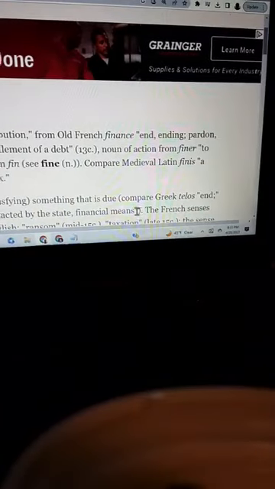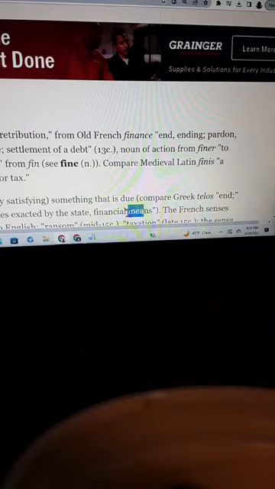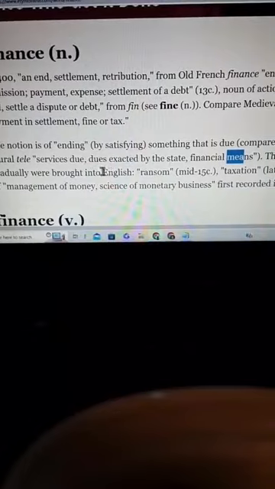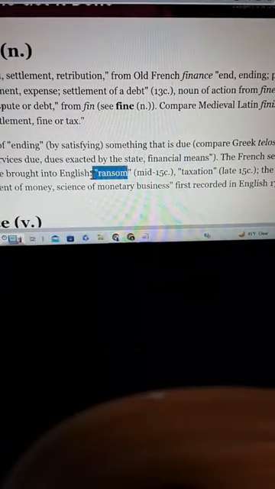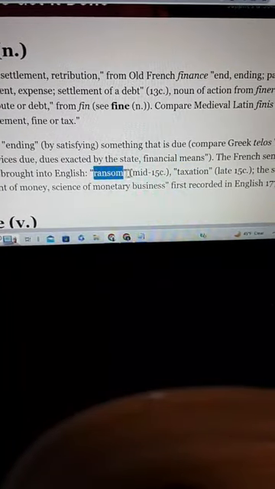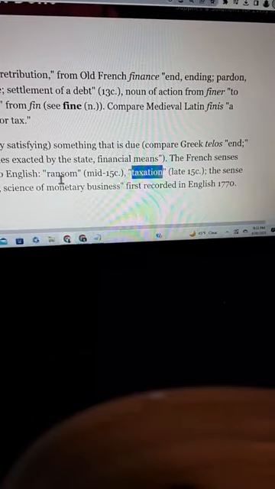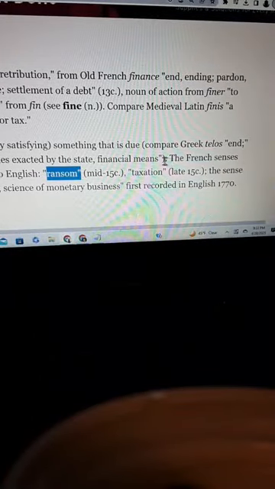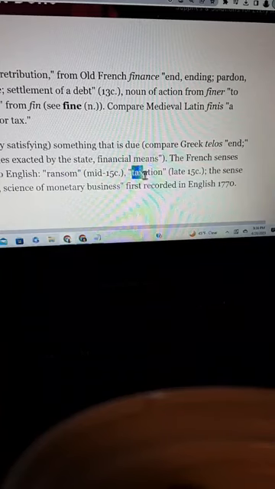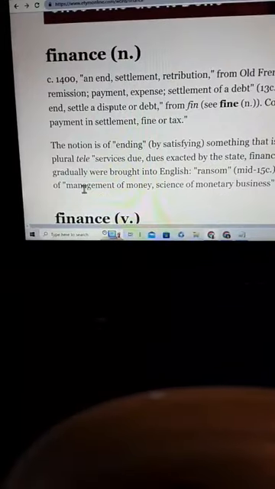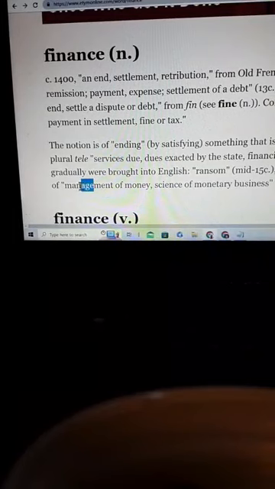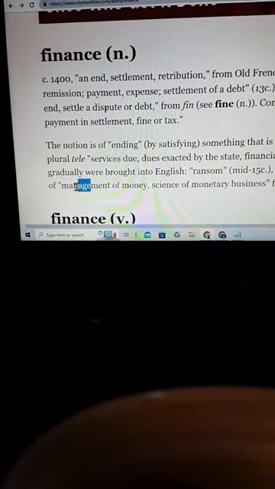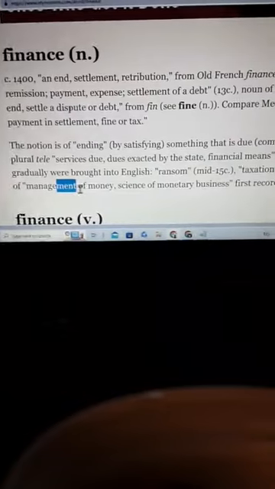Financial means. What is mean? Is it mean? Is it mean to do that? The French senses gradually were brought into English. Ransom. Is a ransom mean? Taxation. If it's like kind and ransom is mean, and it's a financial means, then taxation is mean. The sense of management. The age of your mentality as a man. Your mentality in your age as a man. Of money.